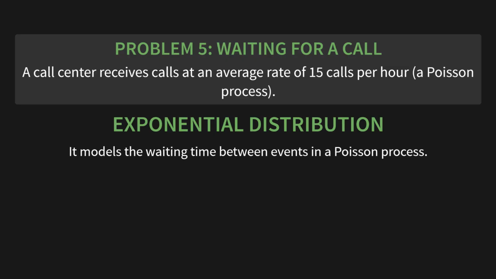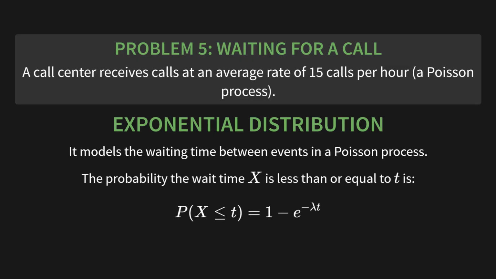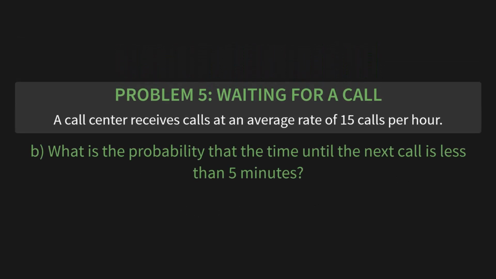Poisson counts the number of events in a time period. Exponential measures the waiting time between those events. You can see the formula for the probability that the wait time x is less than or equal to some time t on the screen. Okay, let's finish this. Part B. A call center gets 15 calls per hour. What is the probability that the time until the next call is less than 5 minutes?